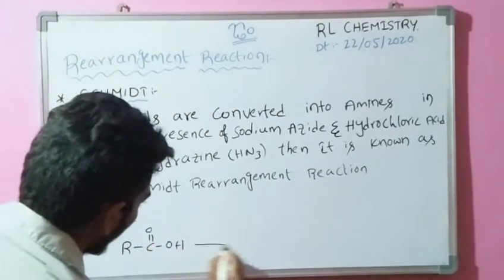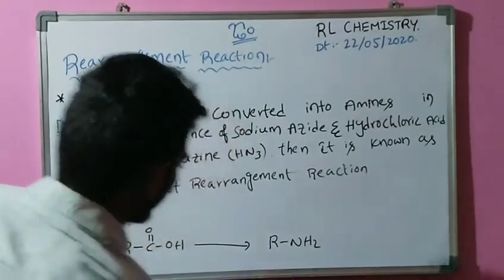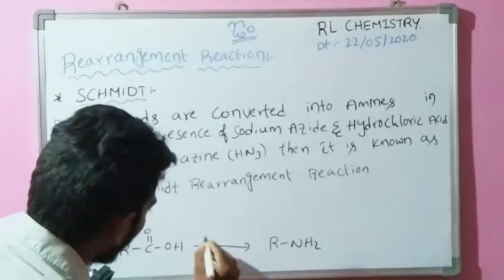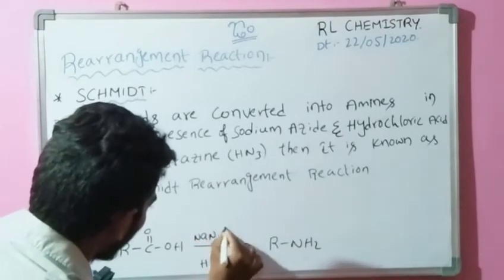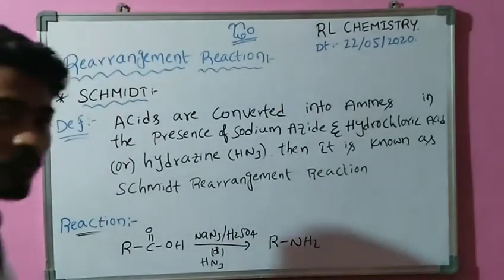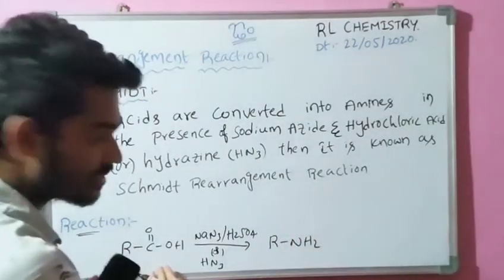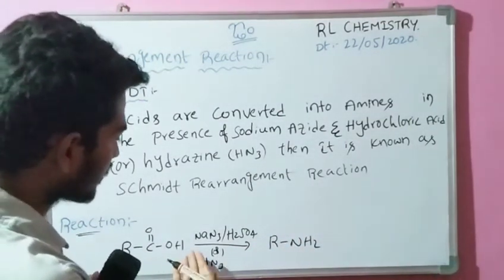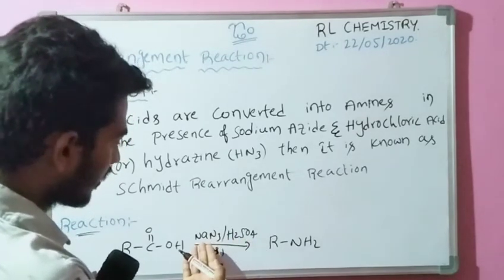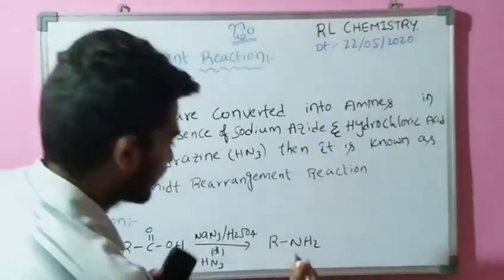Acids are converted into amines in the presence of hydrazoic acid or sodium azide or sulfuric acid. Initially, we take the carboxylic acid group, that is RCOOH, in an acidic medium, that is sulfuric acid, and sodium azide or hydrazoic acid. Then it forms amines.